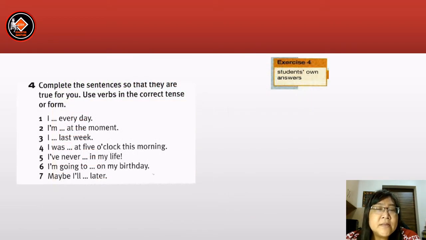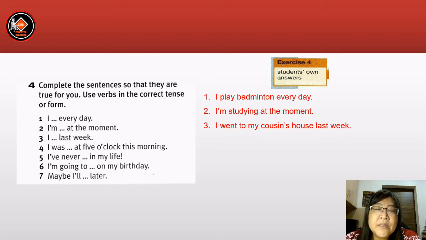Next, complete the sentences so that they are true for you. Use verbs in the correct tense or form. So here you can write your own answers. I blank every day. So you can write, I play badminton every day. I'm blank at the moment. So I am studying at the moment. I blank last week. So you can write, I went to my cousin's house last week. I was blank at 5 o'clock this morning. So I was sleeping at 5 o'clock this morning.